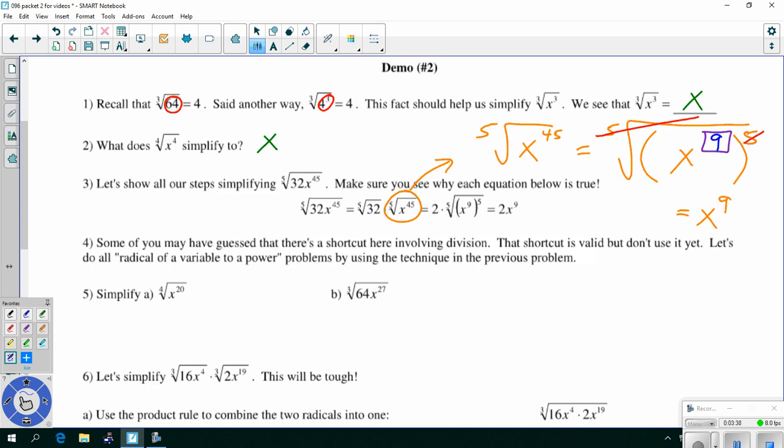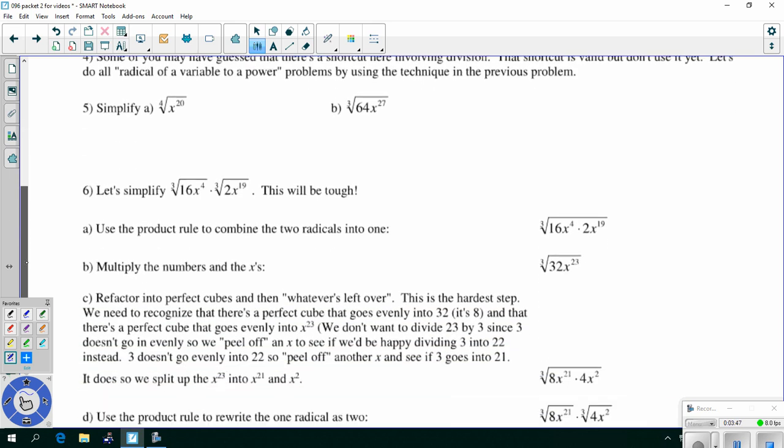But let's do all of the radical of a variable to a power problems by using the technique in the previous problem. So for all of the activities coming up and the rest of this demo, we're going to use that same technique. So let's try it here in number 5.